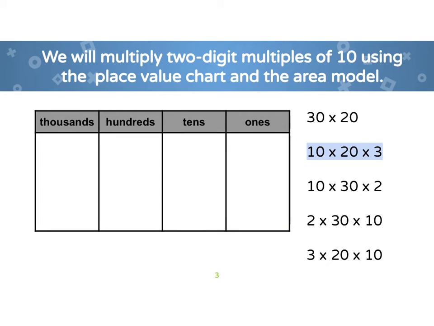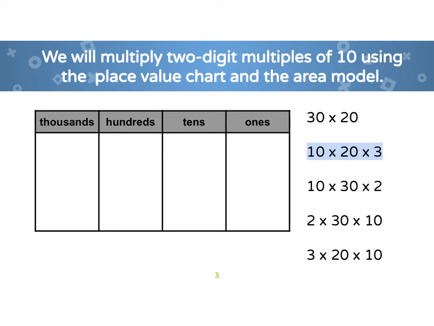Okay, I'm going to show you how we are going to multiply two-digit multiples of 10 using the place value chart and the area model. So we're going to start with the place value chart. And we're going to be doing this problem, 20 times 30.